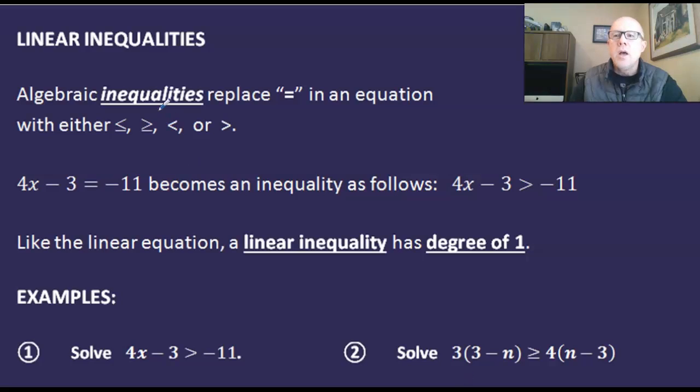Now, first off, looking at what an inequality is, an algebraic inequality is one where you replace the equal sign that's in the equation with either a less than or equal to, greater than or equal to, less than, or greater than symbol. So, for example, if you had the equation 4x minus 3 equals negative 11, well, the inequality, if you choose one of those symbols, would become something like this.